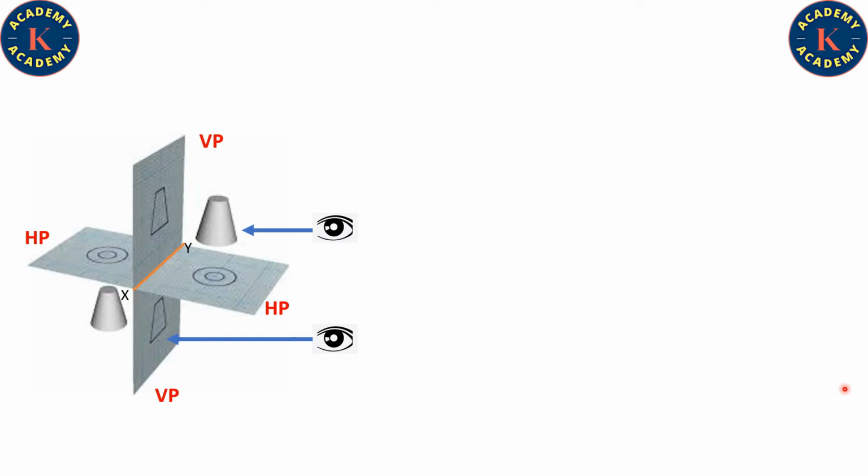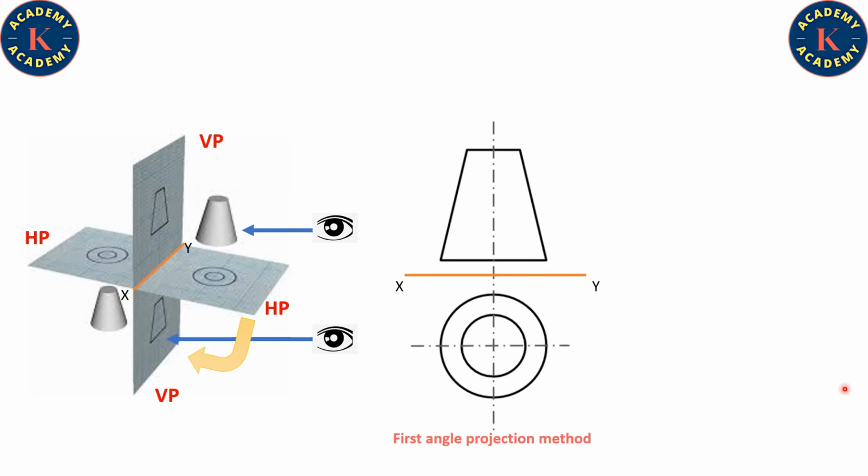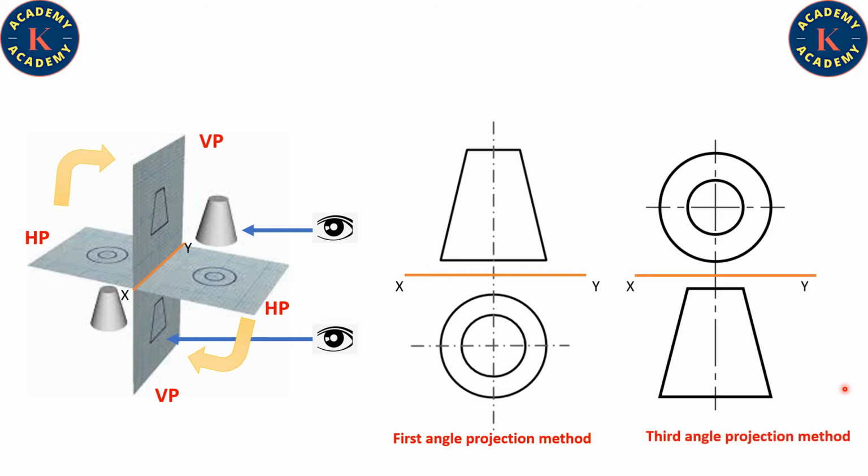For first angle of projection, front view is drawn on vertical plane and top view is drawn on horizontal plane. And when we rotate horizontal plane clockwise, top view comes below the front view. And also for the third angle of projection method, top view is on the horizontal plane and front view is on vertical plane. But when we rotate horizontal plane clockwise, top view comes above the front view. Remember, we are rotating horizontal plane in clockwise direction only.